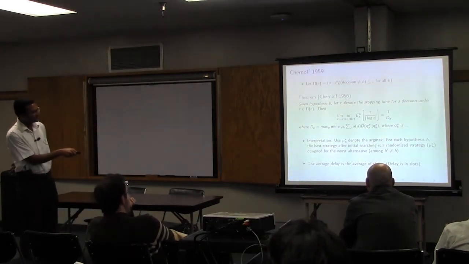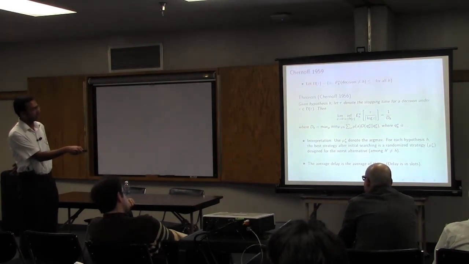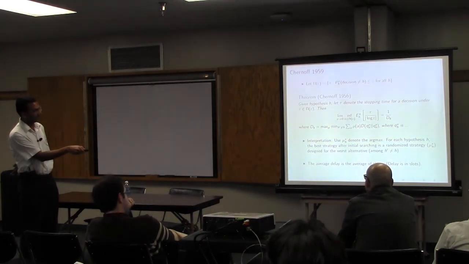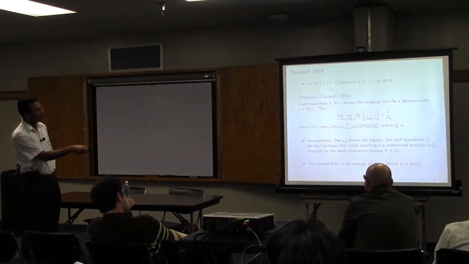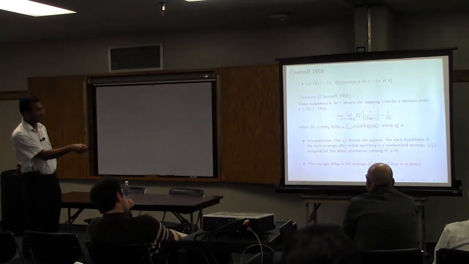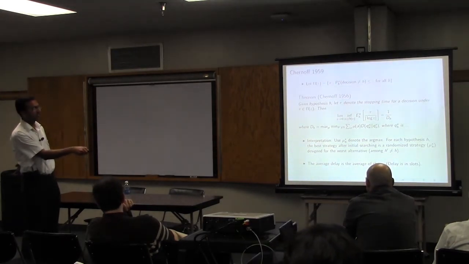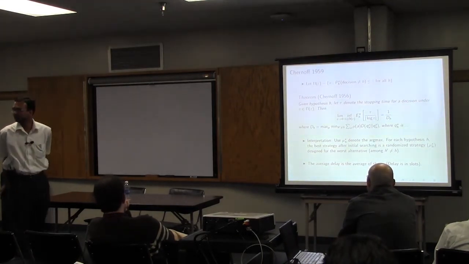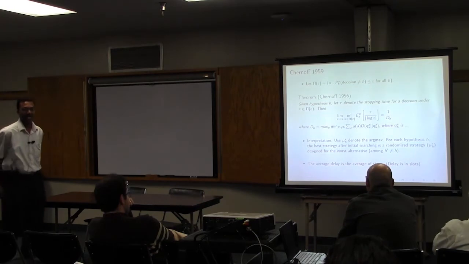And what is d sub h? D sub h is essentially the relative entropy between two different distributions. And let me tell you what these two distributions are. If your action is A and the hypothesis is H, then under the hypothesis H you're going to get some observations. And those observations are distributed according to this distribution Q sub A H.